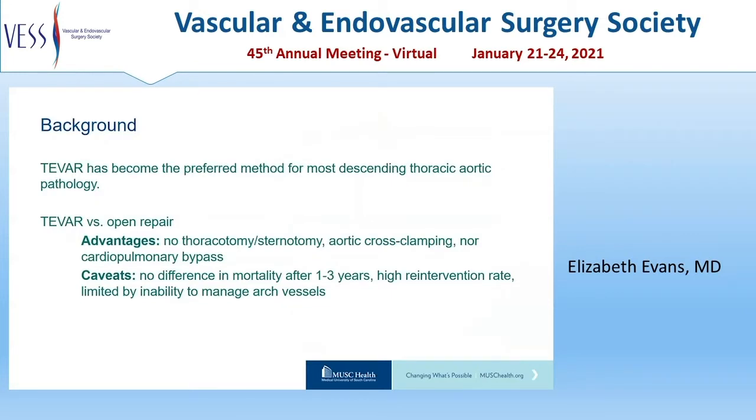TEVAR has become the preferred method for repairing most descending thoracic aortic pathology. Compared with open repair, TEVAR has several known procedural advantages, such as avoiding thoracotomy or sternotomy, and elimination of the need for aortic cross-clamping or cardiopulmonary bypass. The main caveats with TEVAR are that there's been shown to be no difference in mortality in the long term, there's a higher rate of reinterventions, and the method is limited by an inability to manage the arch vessels.